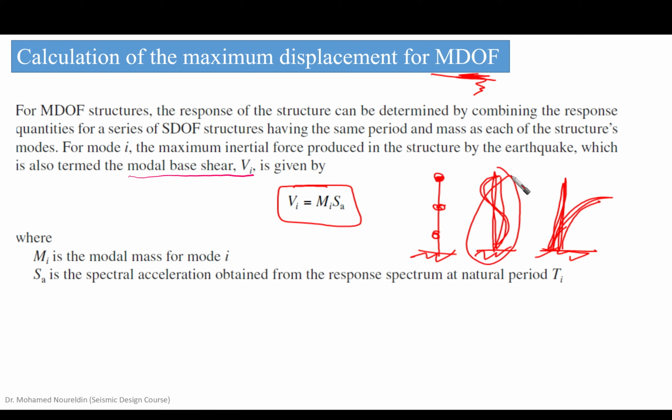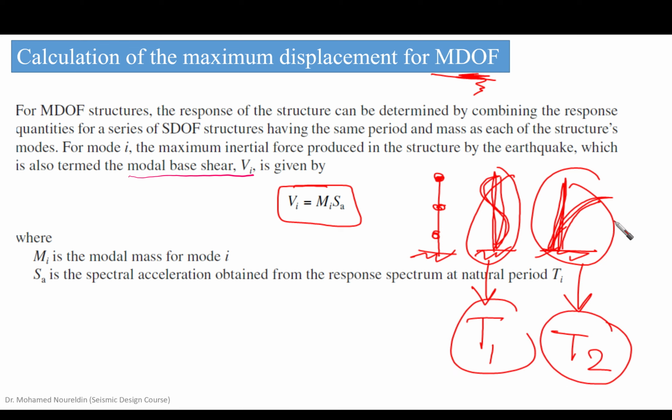This mode shape is related to T. We call it T1, for example, the first natural period. This one, for example, maybe it is T2, and so on and so forth. So if we have 3 degrees of freedom, this means that we have 3 natural periods, and we are going to have 3 mode shapes. So in this case, we need to know how to obtain the base shear, for example, and how to obtain the maximum displacement.